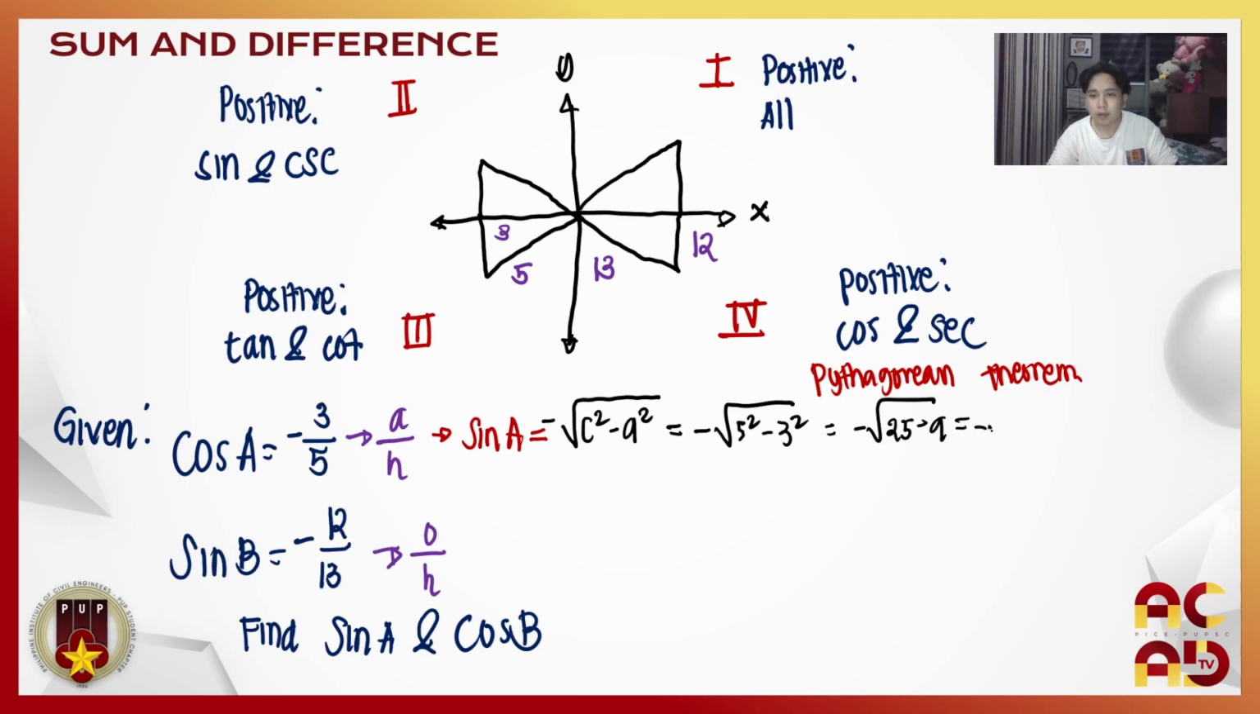And then 25 minus 9 is 16. And then square root of 16 is 4. So di ba ang hinahanap natin is sin A? Di ba ang sin A is opposite over hypotenuse? So ito na yung value ng opposite natin. So yung opposite natin is negative 4 over yung hypotenuse natin na 5. So yan na yung value ng sin A natin.